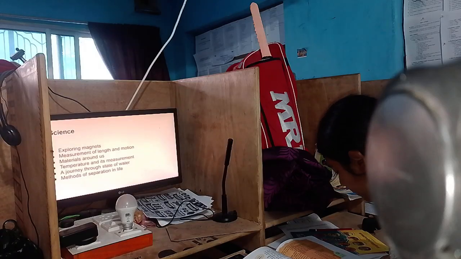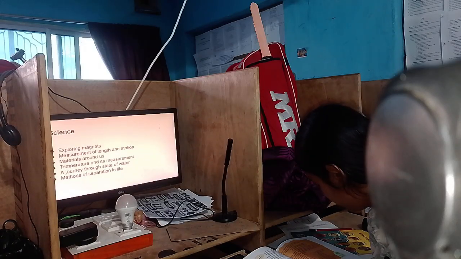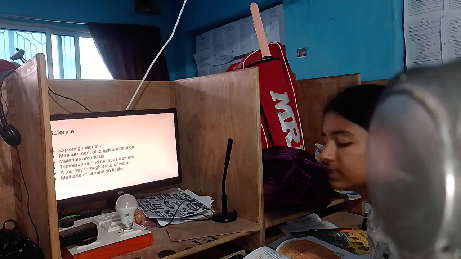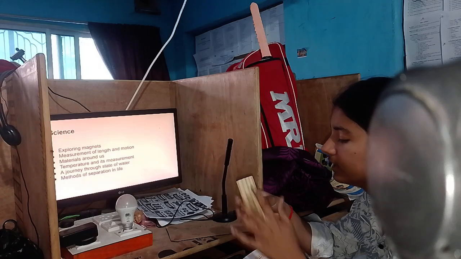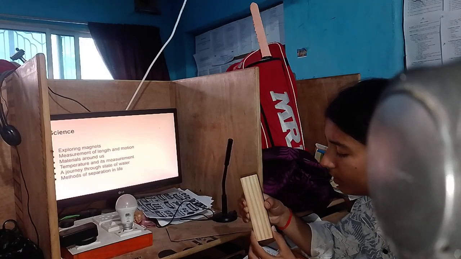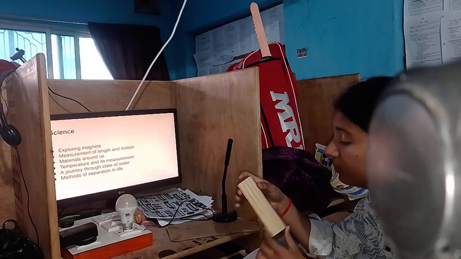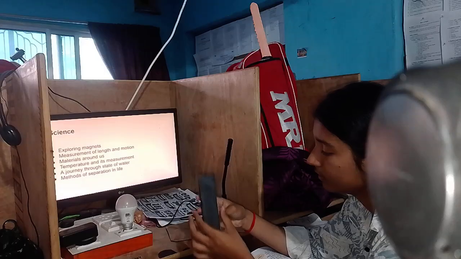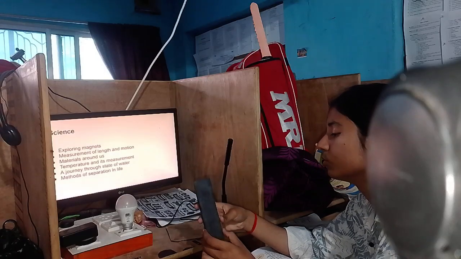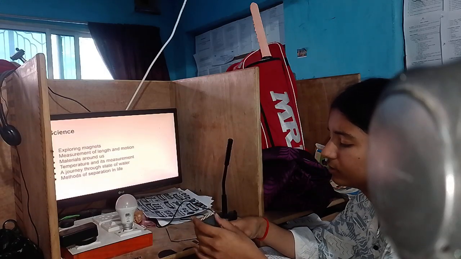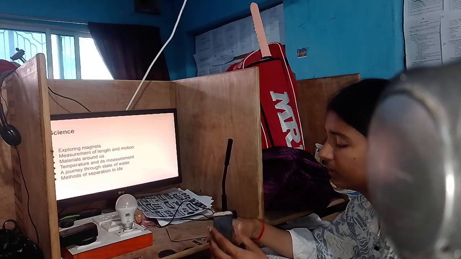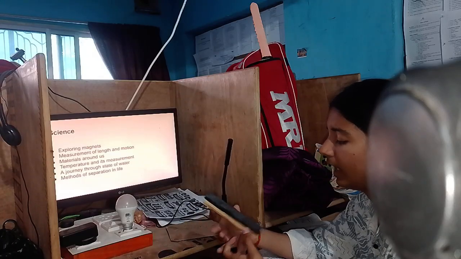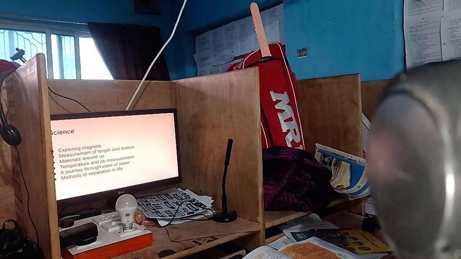And then hard and soft metal. If any object, like this duster, this part is hard, because if you press it, it does not change its shape. But this part is soft. If I press it, it can be changed. If I press this part, it can be changed, but this part cannot be changed because this is hard and this is soft.